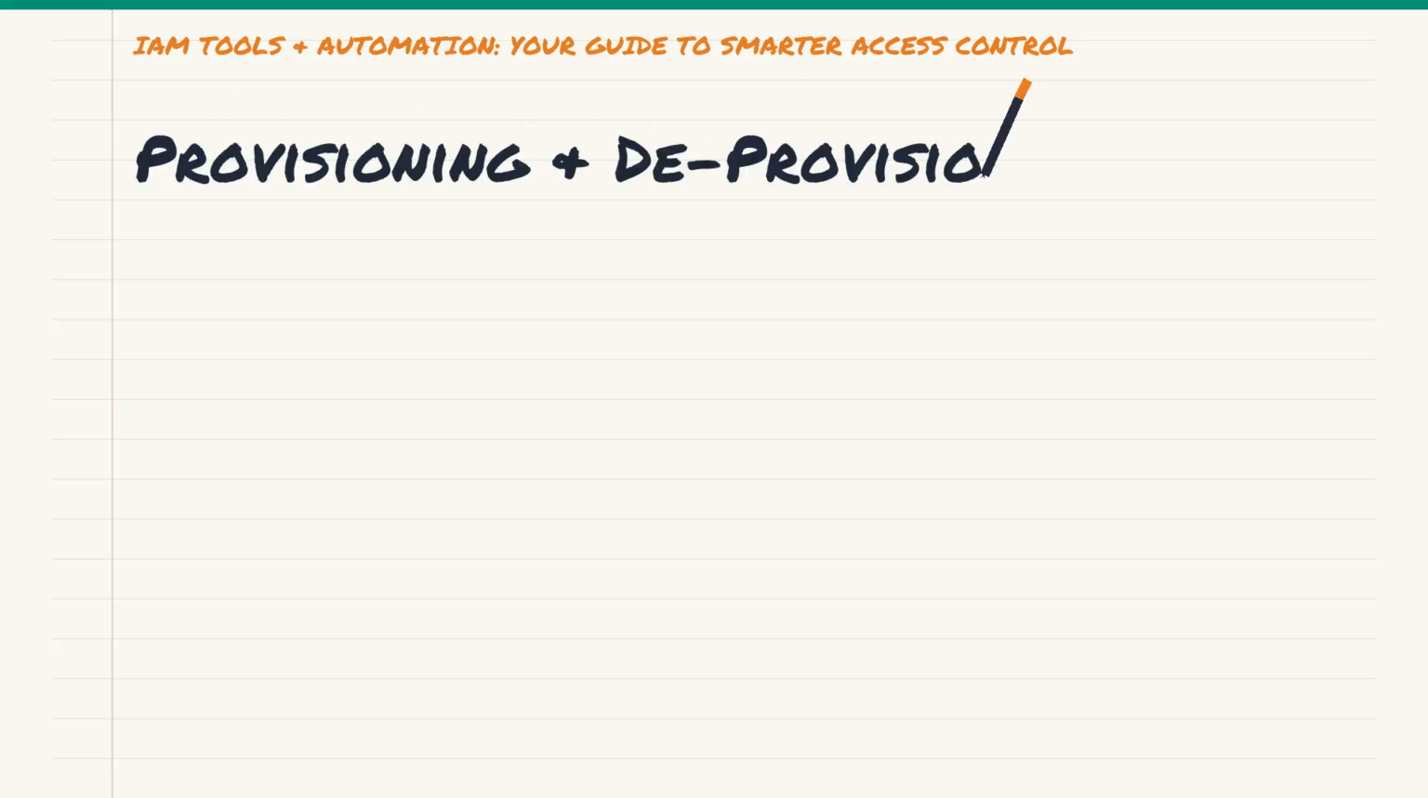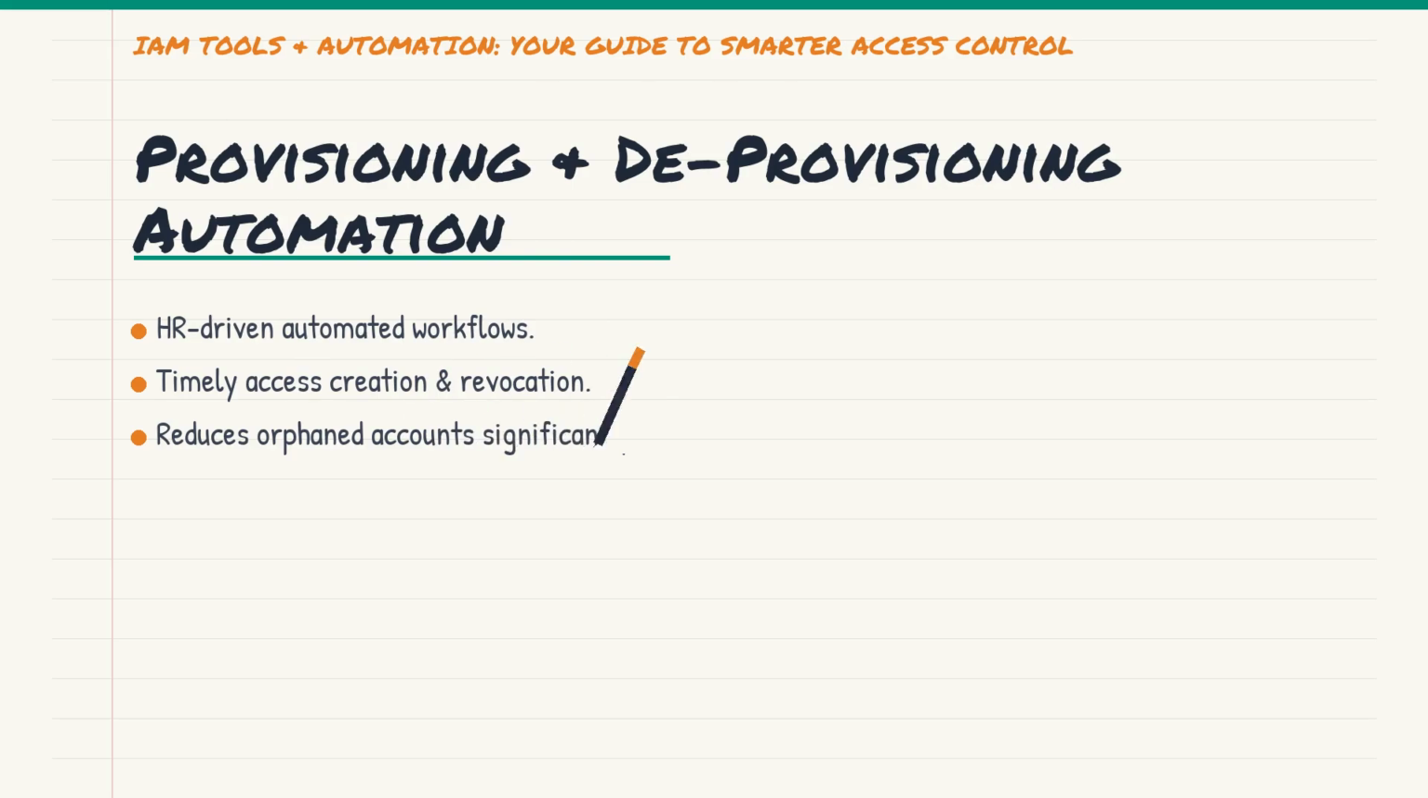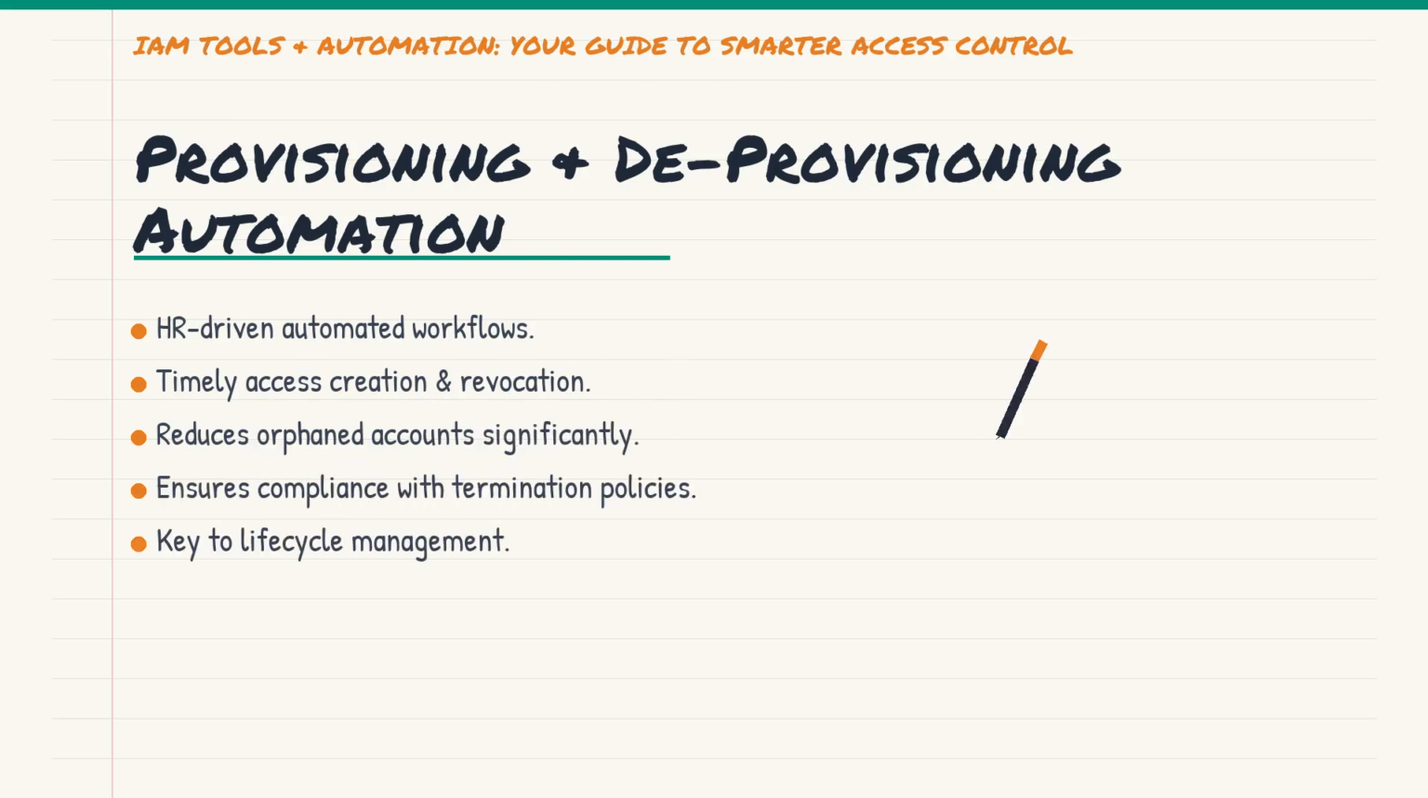This is a prime candidate for automation. When someone joins, is transferred, or leaves, their access needs to be updated immediately and accurately. Automated provisioning tools connect to your HR system, the source of truth, and trigger workflows. For a new hire, it creates accounts, assigns roles and entitlements.